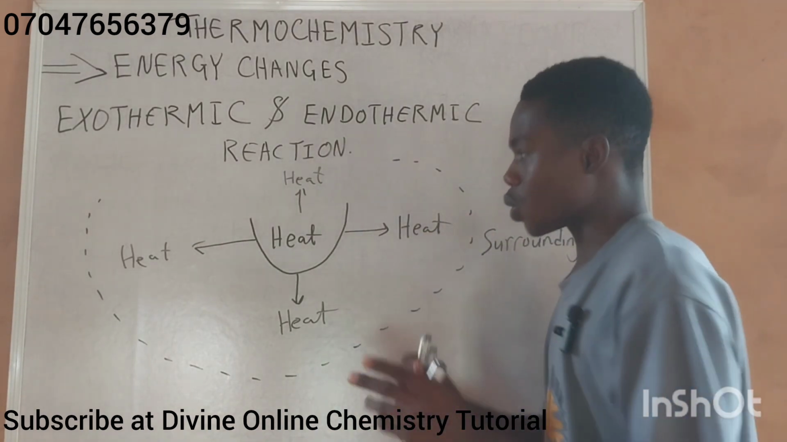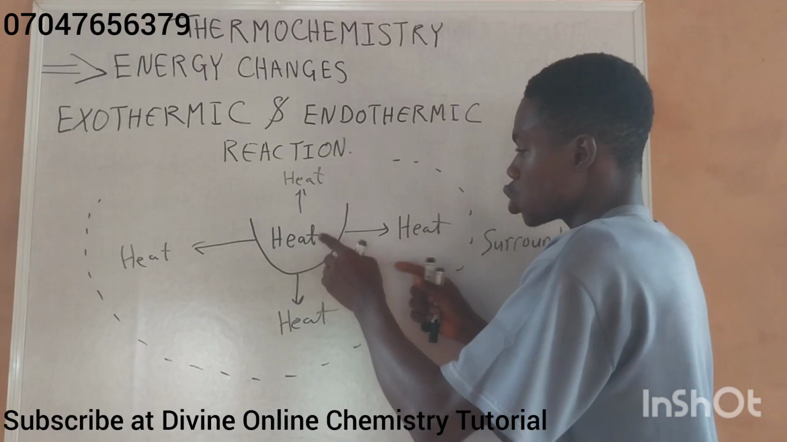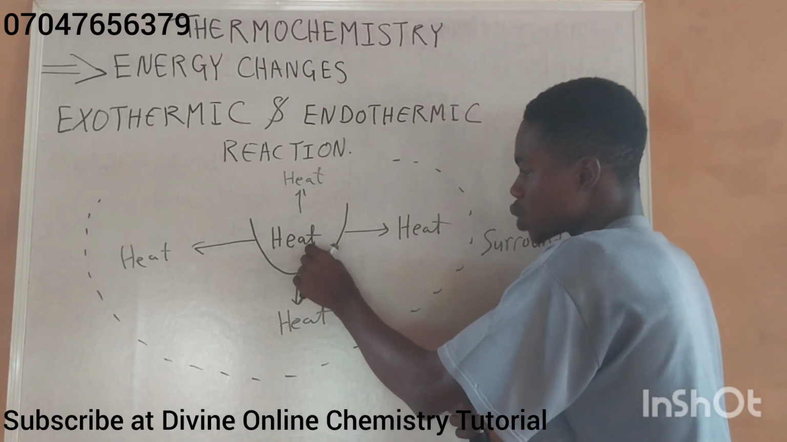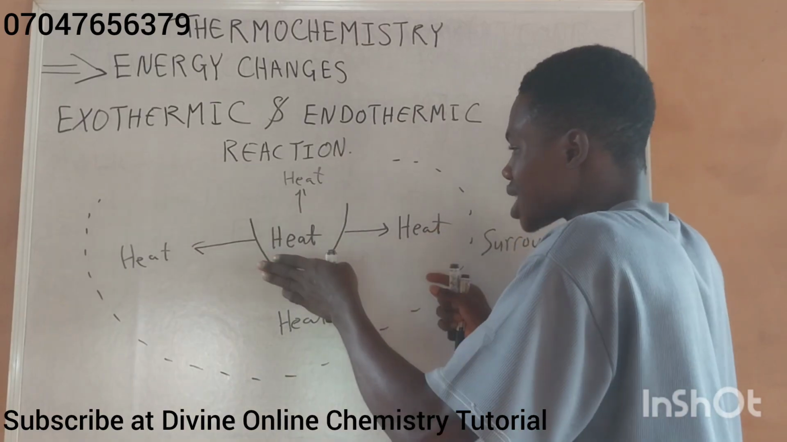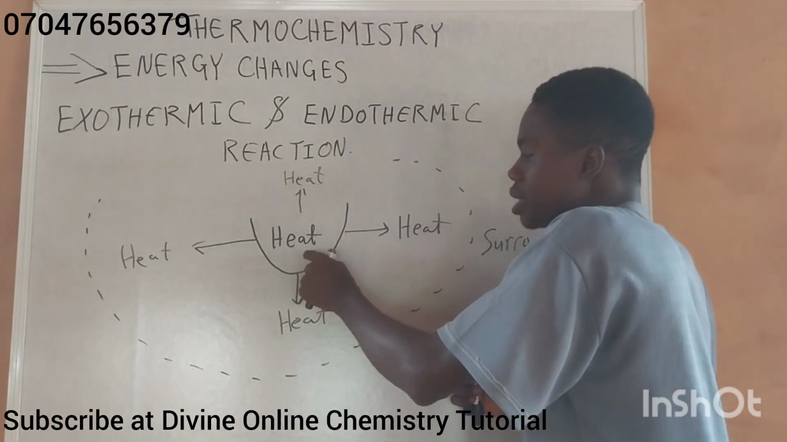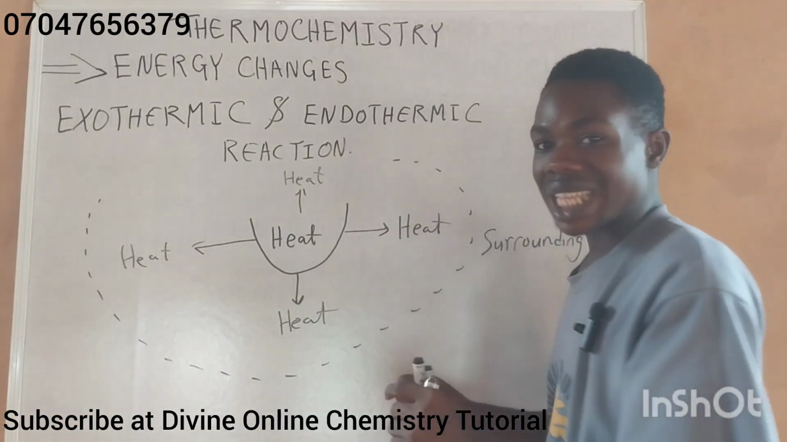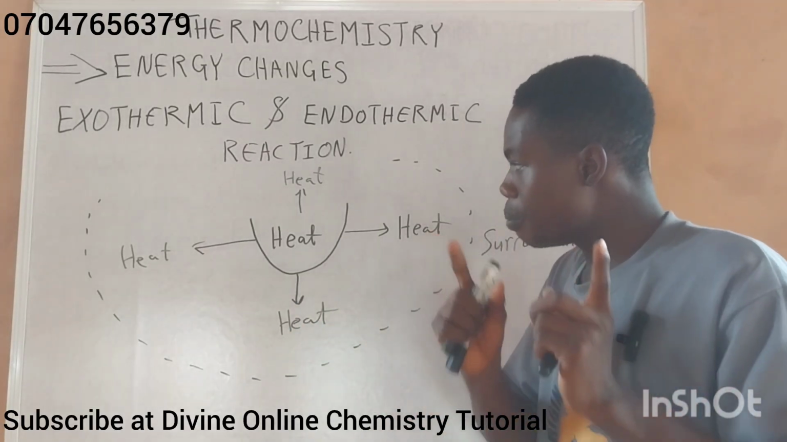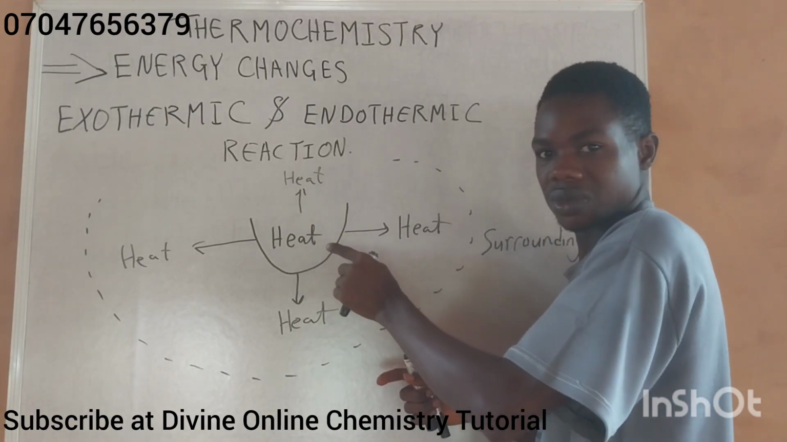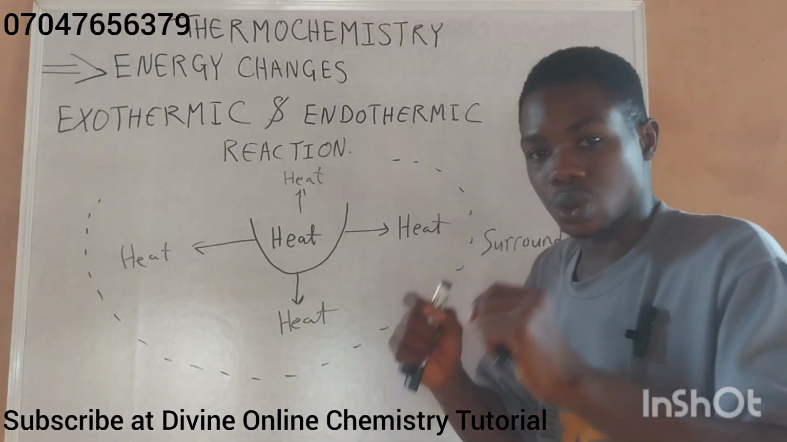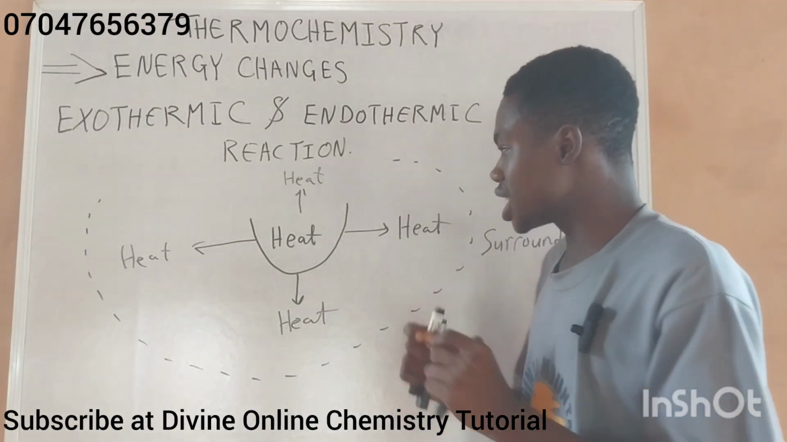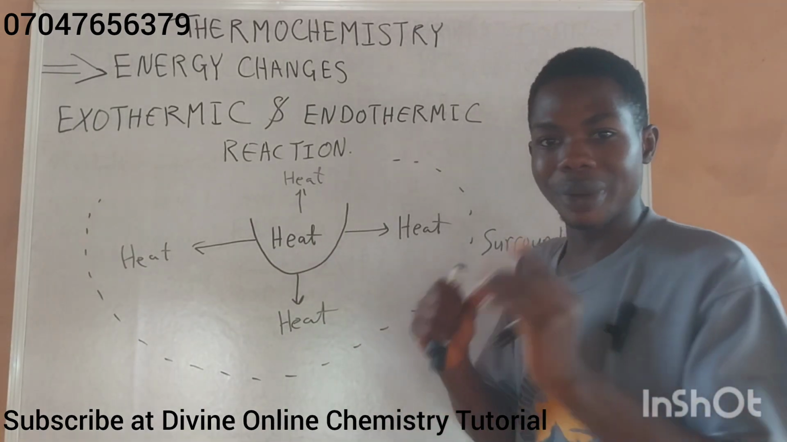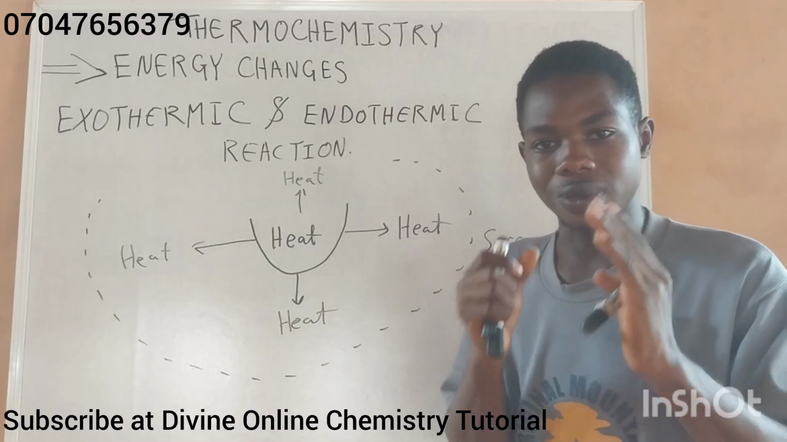So in exothermic reaction, heat is given out to the surrounding from where? From the reactive vessel. So this happens to be the vessel, and then heat is given out to the surrounding from here, from the reactive vessel. And I said earlier on that for heat to be given out to the surrounding, it therefore means that the vessel contains heat. So please take note that for exothermic reaction, heat is given out to the surrounding from where? From the reactive vessel. So please take note of this.